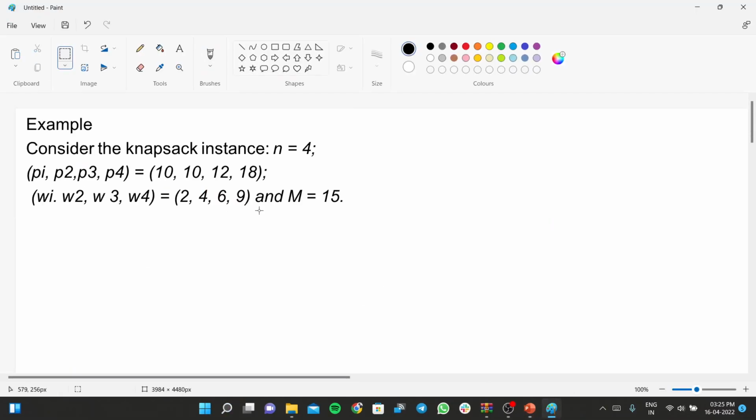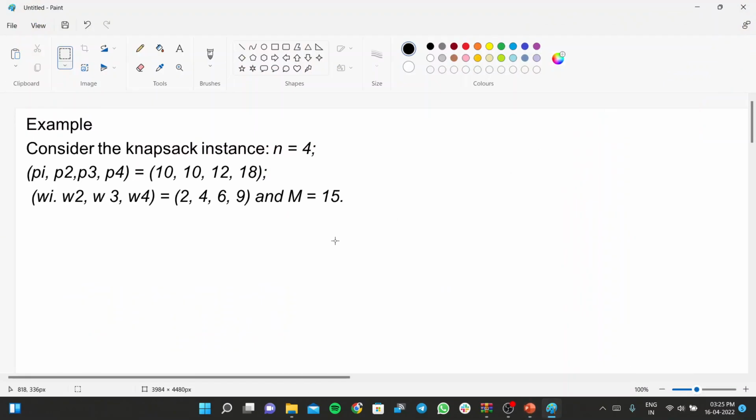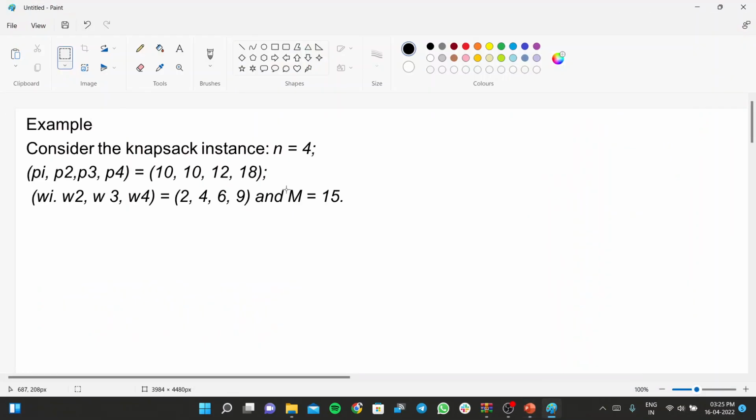Let me just paste this in Paint. Now basically we are considering this image, and with the help of this solution we are going to plan it. We need to add this whole thing, like 10 plus 10 plus 12, that gives me 32. So 32 is my u value, whereas what is c? c is nothing but a fractional value.